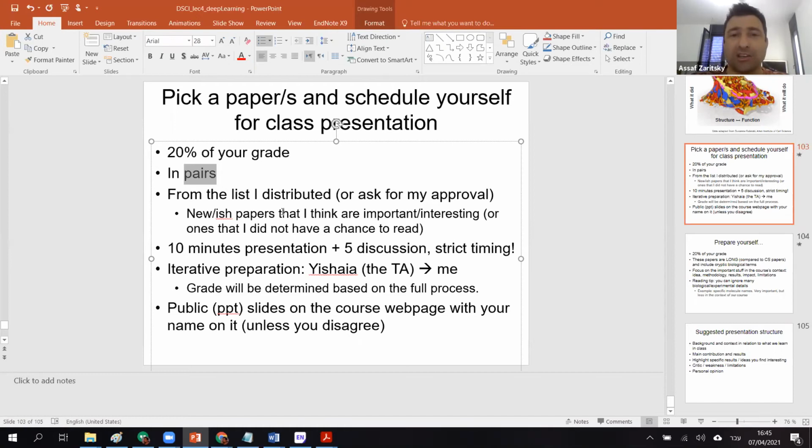I'm going to be very strict about this timing. So in 45 minutes, we're going to have 3 presentations like that. And we're going to have an iterative process because I want the presentation to be effective. I want it to be very similar to how I would present this paper, or not necessarily I, but I want it to be an effective learning experience for the rest of the class as well. So it will be an iterative process.